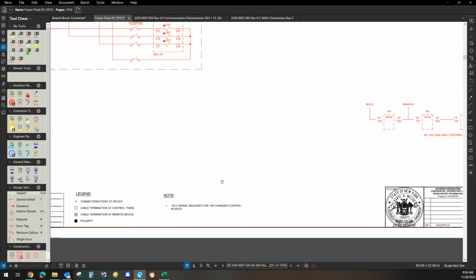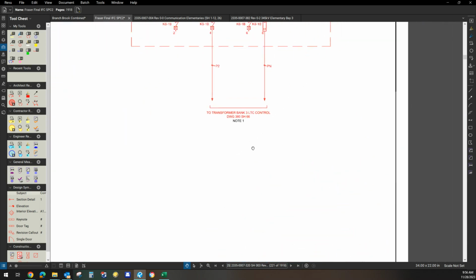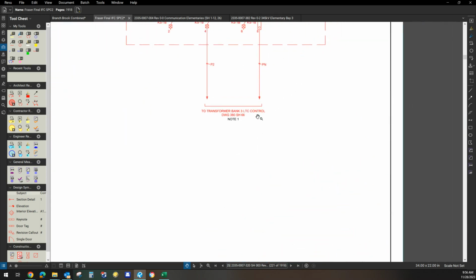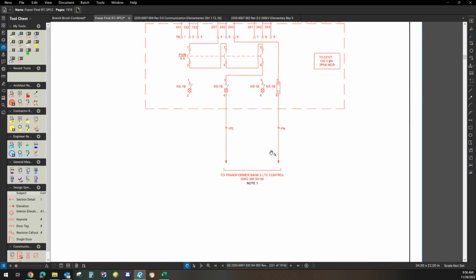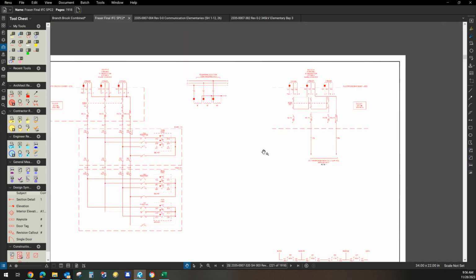Okay, and also pay attention to the notes. See this note 1, 120 volt signal required for tap changer control. That's the tap changer controller. So we go up here. Here's note 1, to transformer bank 3 low tap changer controller. That's the 120 volts coming off of this set of PTs. All right, that's it.